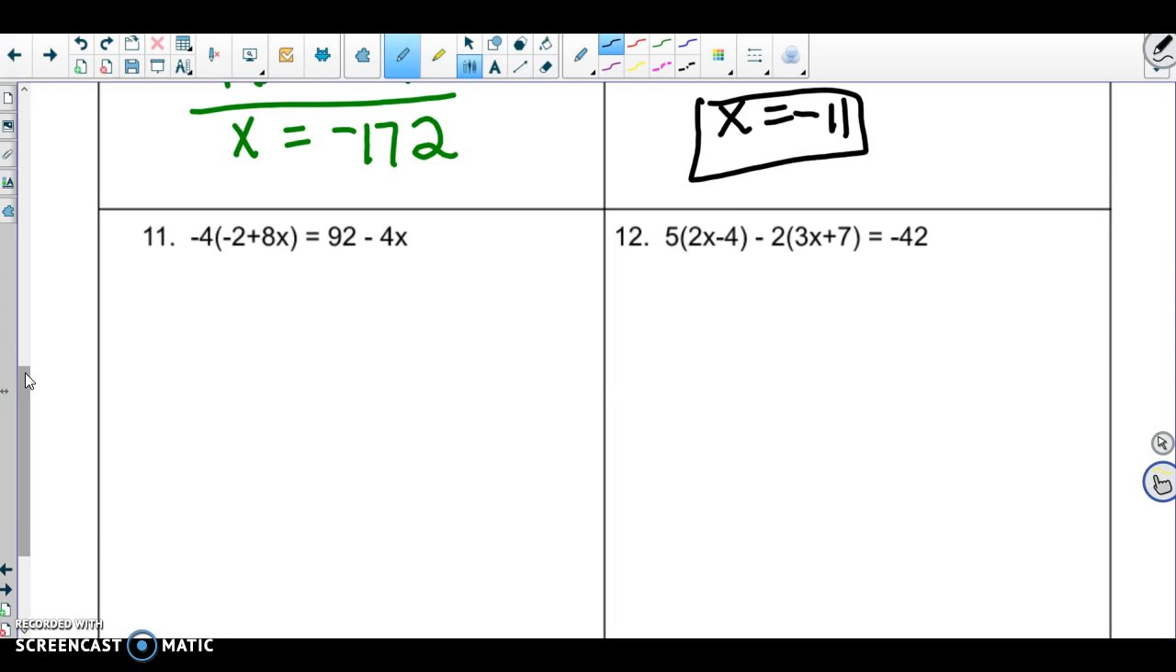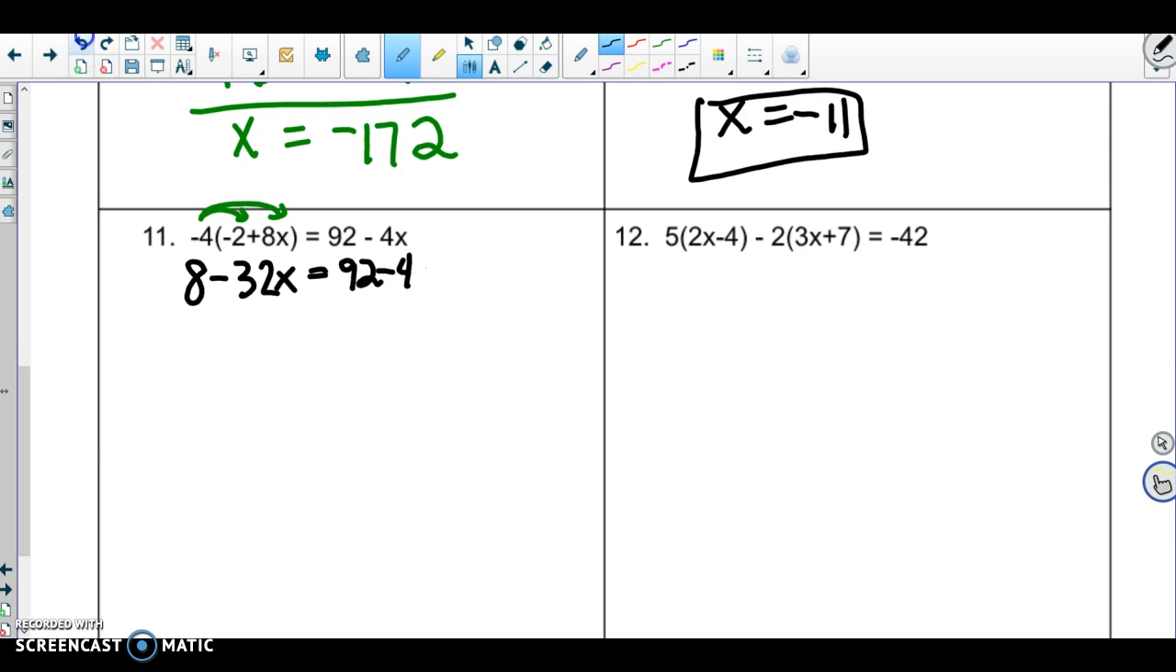I see parentheses, so that's going to be my first thing I'm going to get rid of. So I'm going to distribute the -4 here. So when I distribute, -4 times -2 is a +8, minus 32x, because negative times a positive gives us a negative 32x. That equals 92 minus 4x. Not 49. Oh my. Okay. Let's do this.